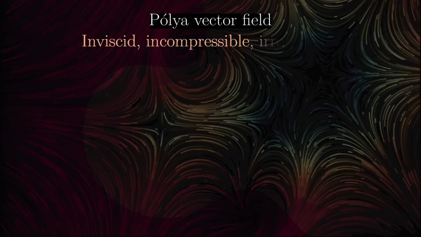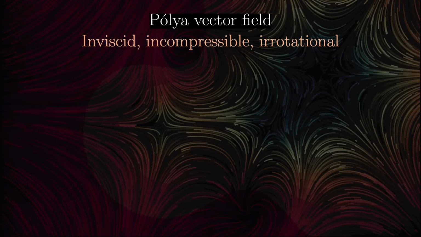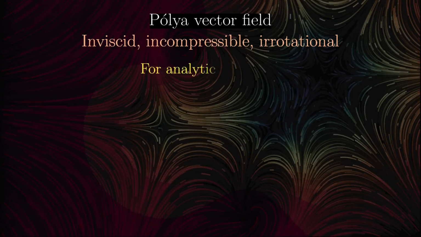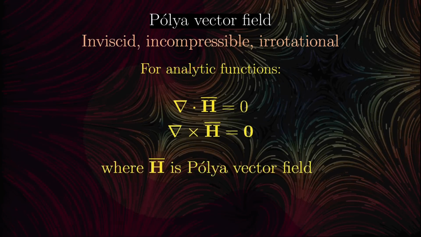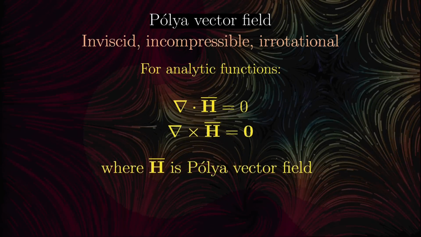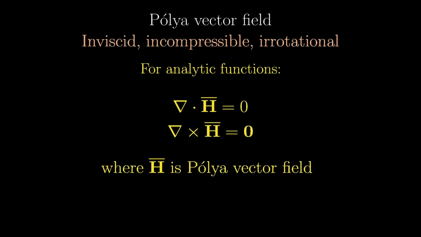Instead of plotting f of z directly, we plot its conjugate. Why? The resulting flow is physical. More specifically, it represents an inviscid incompressible irrotational flow. Mathematically, for nice complex functions, the divergence and curl of the polar vector field is 0, but we will talk about it much later on in the video series. For now, let's go to the fourth visualization method.